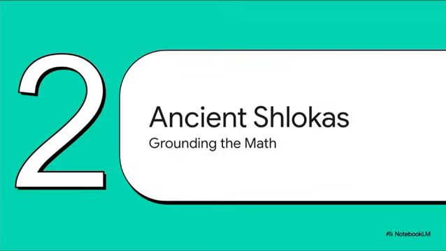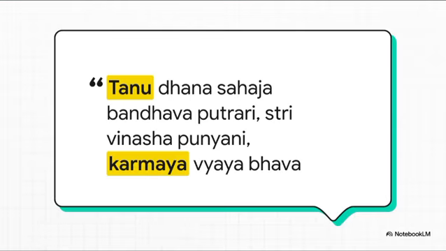Section 2. Ancient shlokas and their meanings. Grounding the math in classical texts. Now, these definitions didn't just appear out of thin air. They're deeply rooted in classical texts that have served as operating manuals for thousands of years. Just listen to the rhythm of this specific Sanskrit shloka. Tanu dhana sahaj bandhava putrari stri vinash punyani karmaya vyaya bhava lagna dhya bhava tadgintaya.